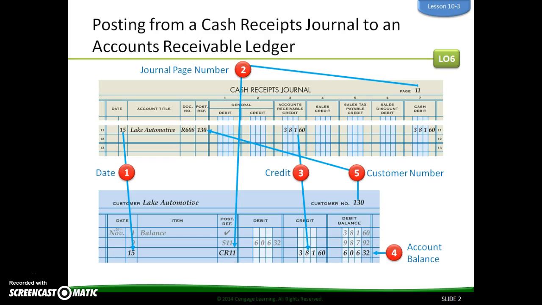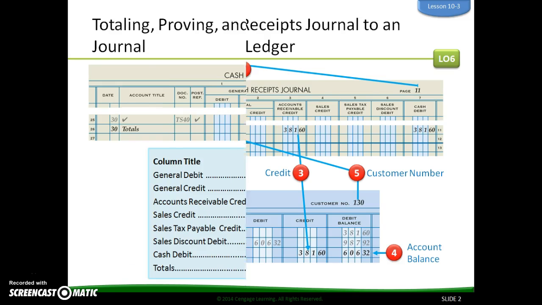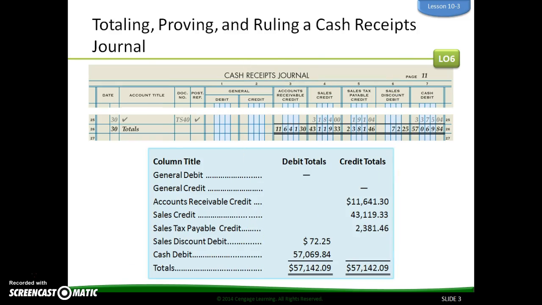Again, the customer number for Lake Automotive is 130, and for audit purposes, we're going to make sure that we post that customer number back on our cash receipts journal. Then at the end of the month, we're always going to want to make sure that we total, prove, and rule our cash receipts journal.